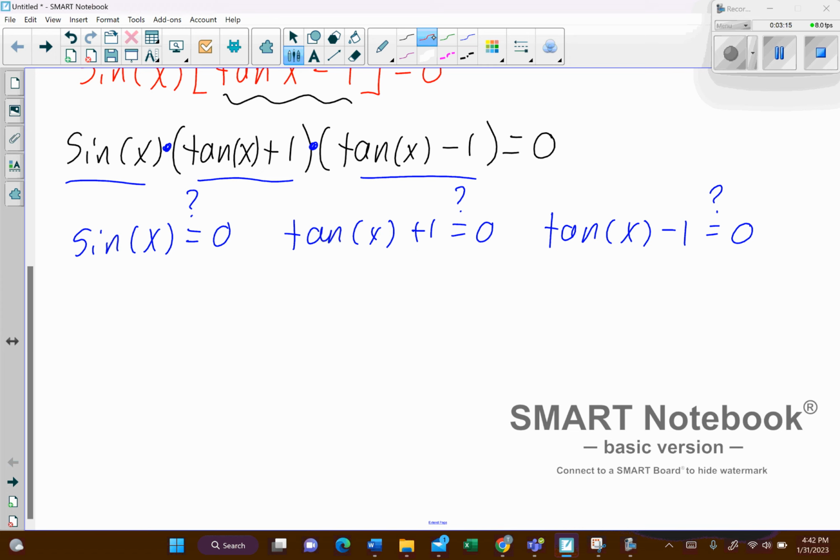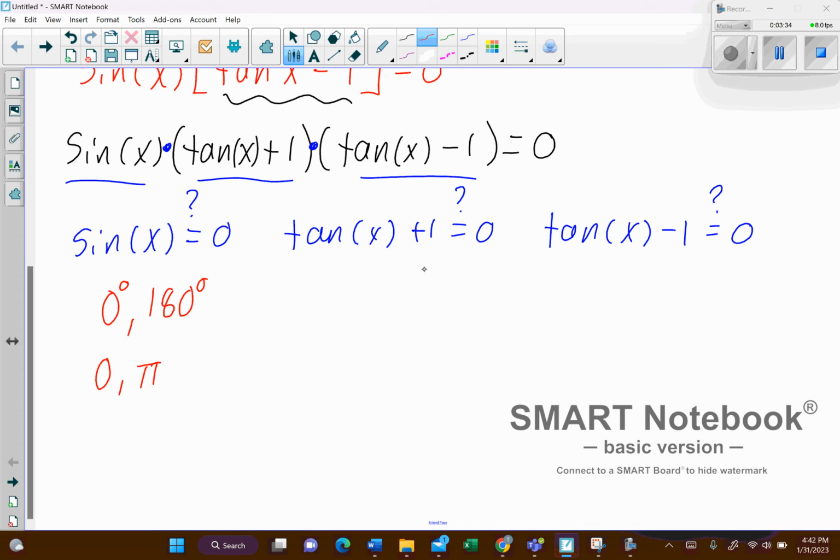So let's see, at what angles do I get sine equal to 0? Well, that would be 0 degrees and also 180 degrees. Actually, I think you're doing this in radians, so that would be 0 and pi. So there are two of my answers. That's not all of them, though.